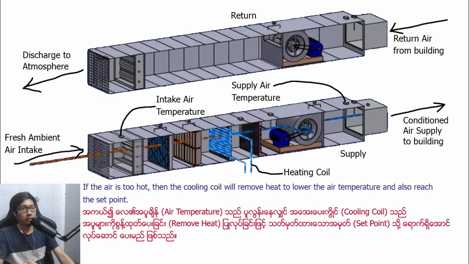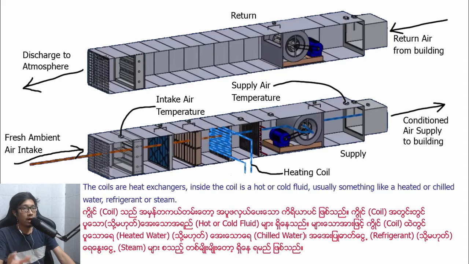If the air is too hot, then the cooling coil will remove heat to lower the air temperature and also reach the setpoint. The coils are heat exchangers. Inside the coil is a hot or cold fluid, usually something like heated or chilled water, refrigerant or steam.